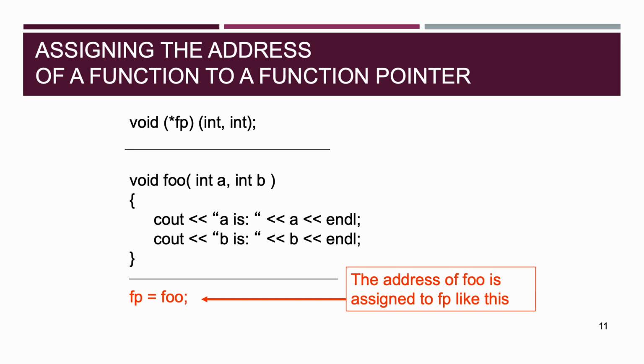This is the address of foo which is assigned to fp. This line assigns the address of foo to fp, so now fp can be used to call foo. This assignment makes fp point to foo, allowing us to invoke foo indirectly through the function pointer. This flexibility is particularly useful when you want to dynamically assign different functions to a pointer based on runtime conditions.